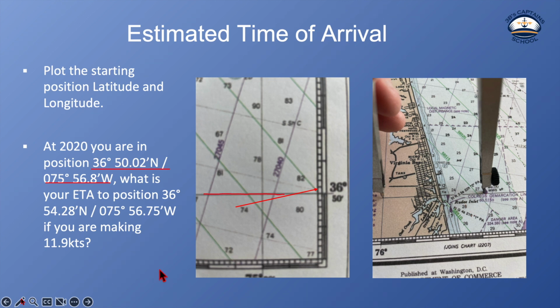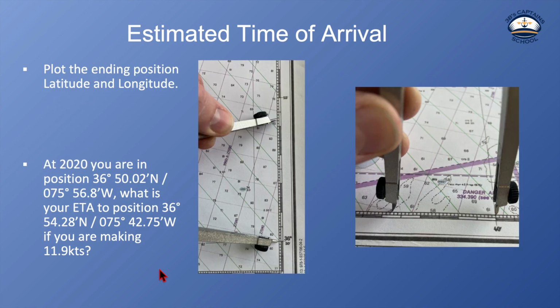Now we have to plot our ending position. Again, it's a latitude and longitude that we're given, and our ending position is 36 degrees, 54.28 minutes north, 75 degrees, 42.75 minutes west. So I have my dividers.